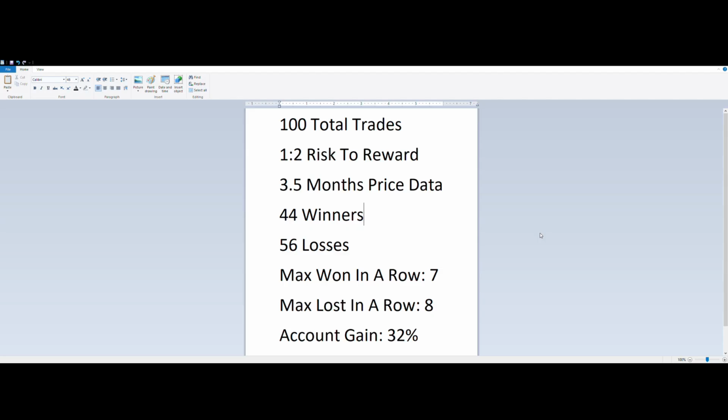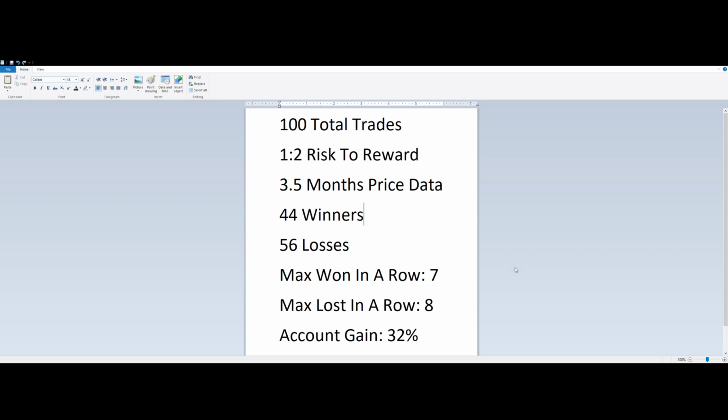The results are in after 100 back-tested trades, and then TradingView crashed. I'm not sure what's going on. I can't get it to open back up, but everything else is working online for me, so I think TradingView must be down. Not sure what's going on there, but anyway, I'm on WordPad now.